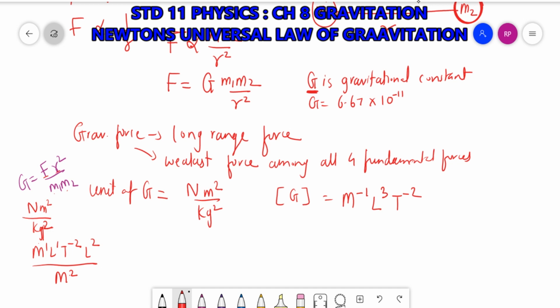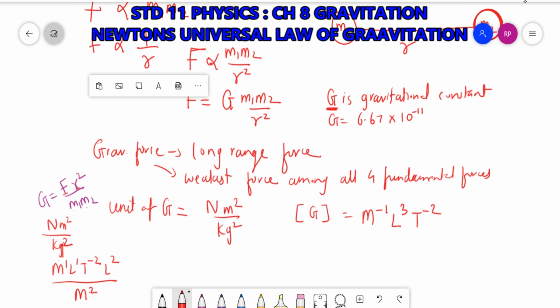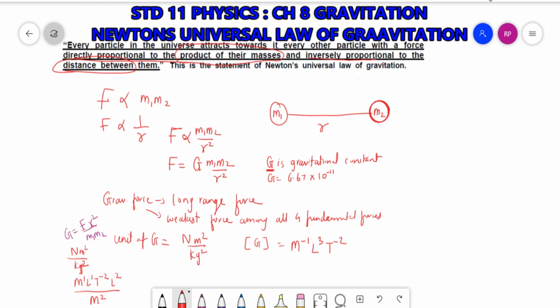Now let's see it in vector form. First just note down this topic: Newton meter square per kg square. Then we will see it in vector form.